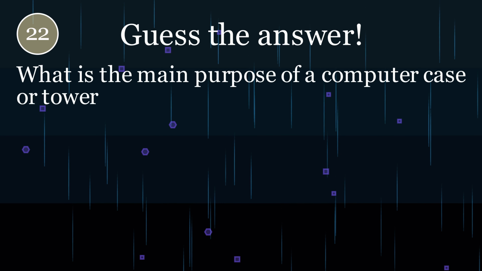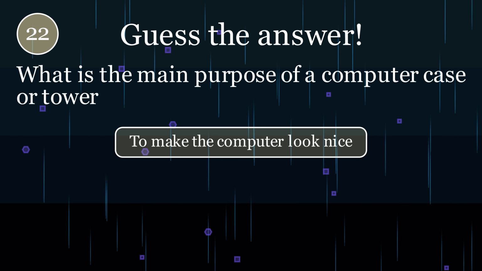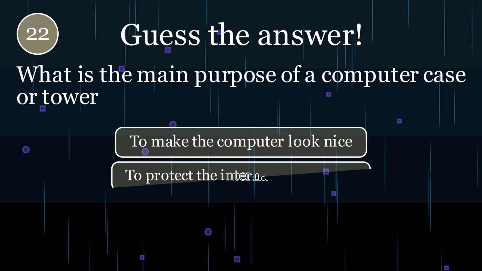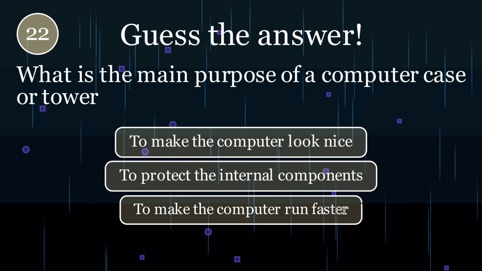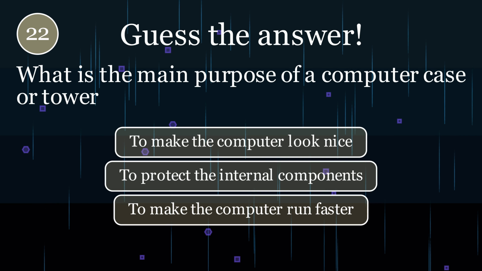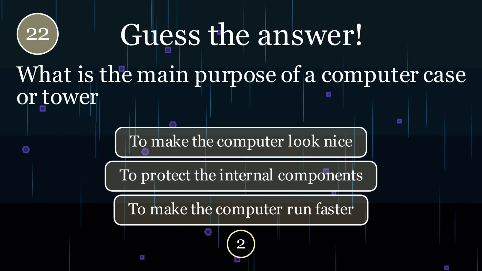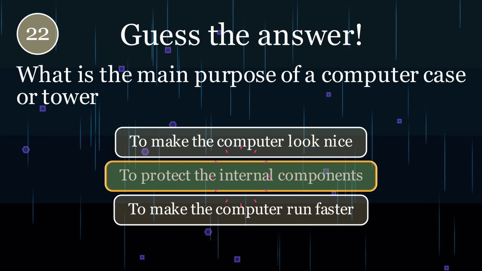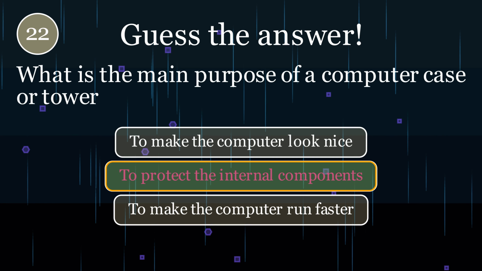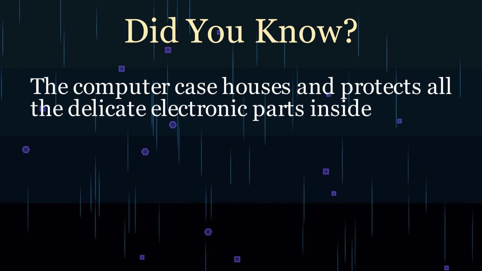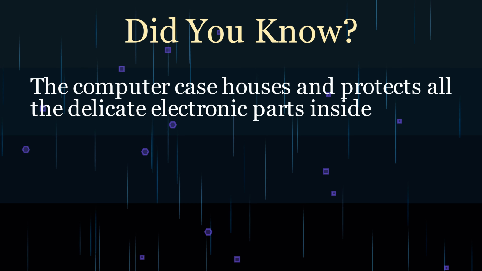What is the main purpose of a computer case or tower? To make the computer look nice. To protect the internal components. To make the computer run faster. The correct answer is to protect the internal components. Surprising trivia: the computer case houses and protects all the delicate electronic parts inside.